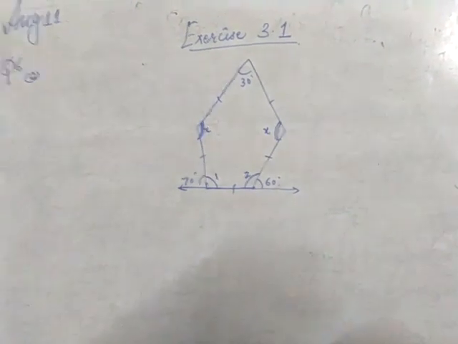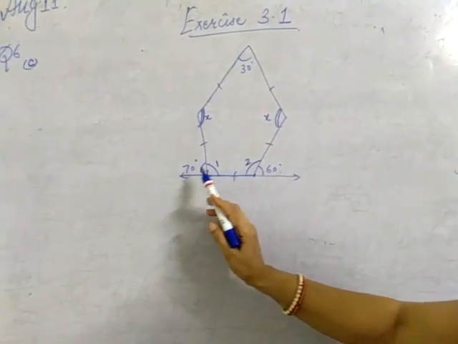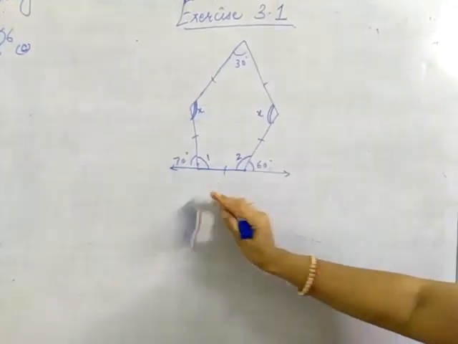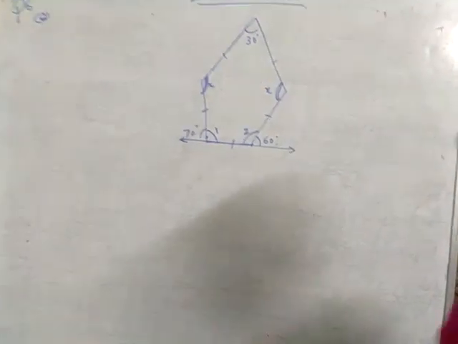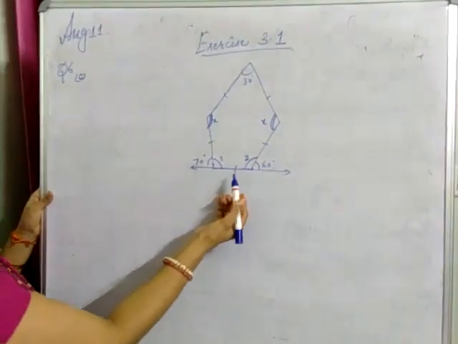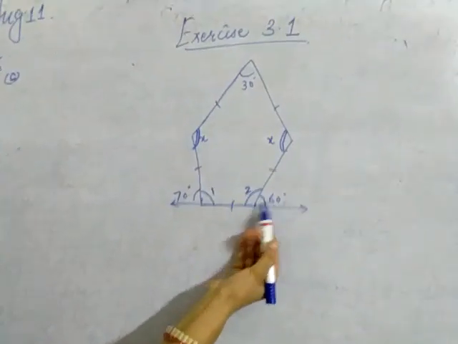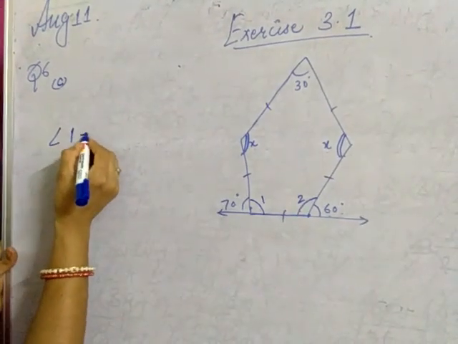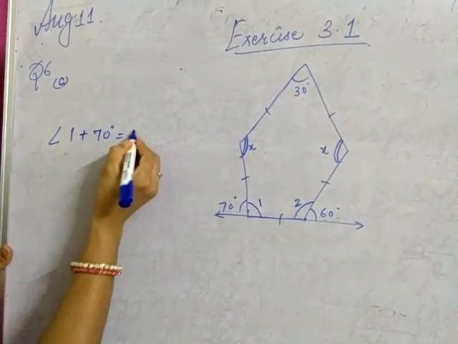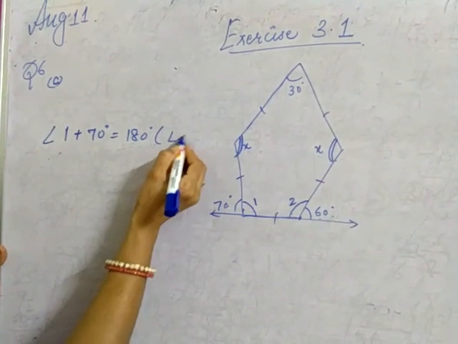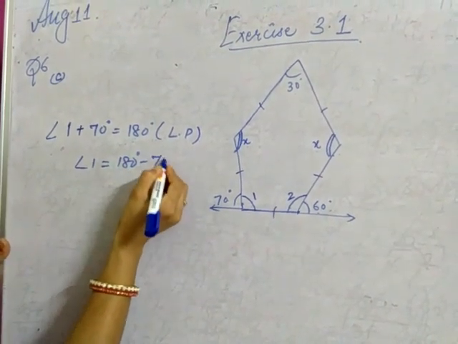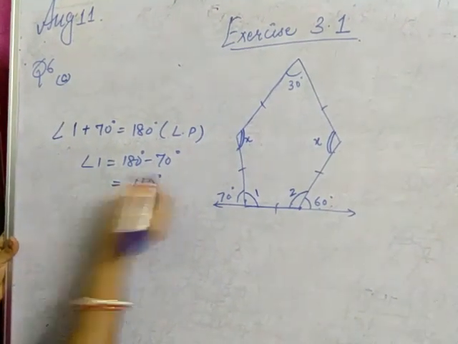Now how to calculate angle 1? Now 1 plus 70, they are adjacent angles and they lie on a straight line, so they are making a linear pair. Similarly, angle 2 and 60 degree, they are also making a linear pair. So first of all I will calculate angle 1. Angle 1 plus 70 degree is equal to 180 degree and the reason is linear pair. So angle 1 is equal to 180 minus 70 and that comes out to be 110.